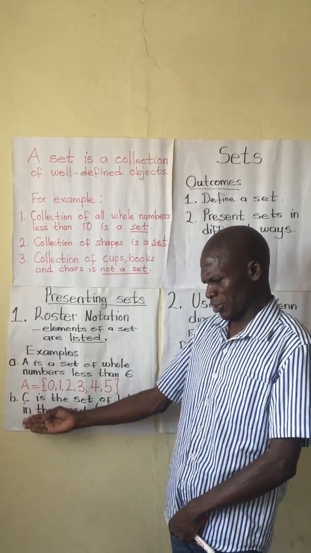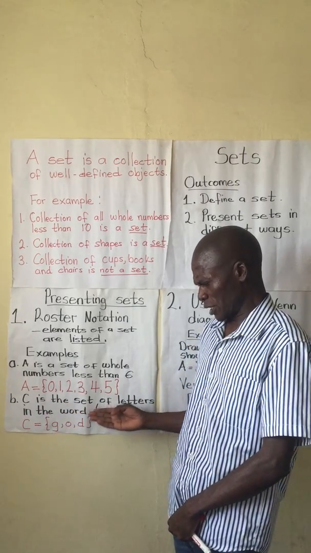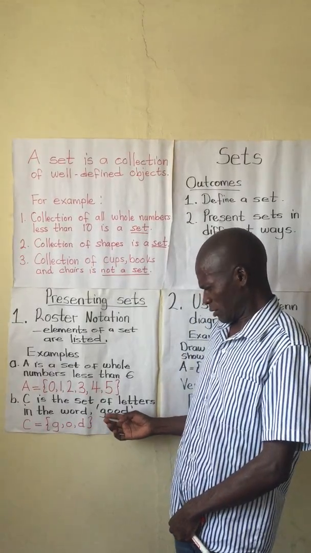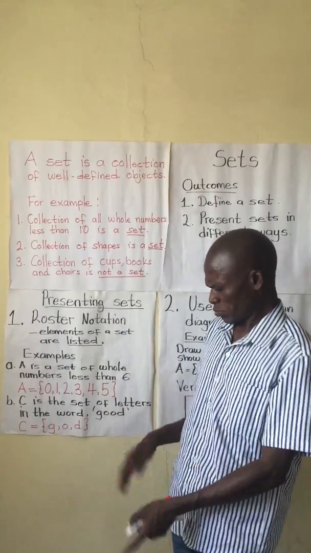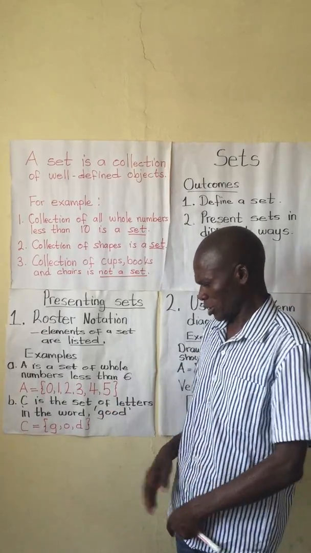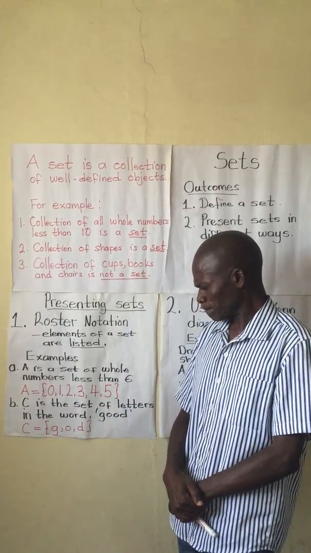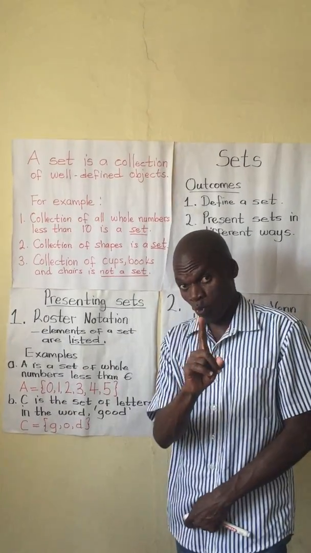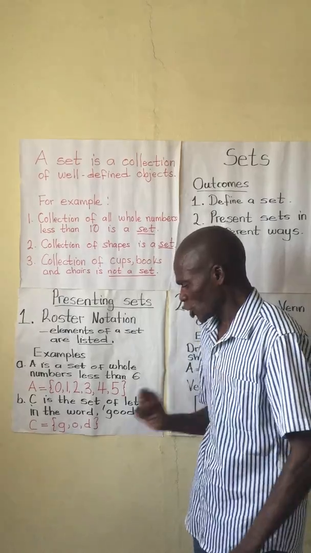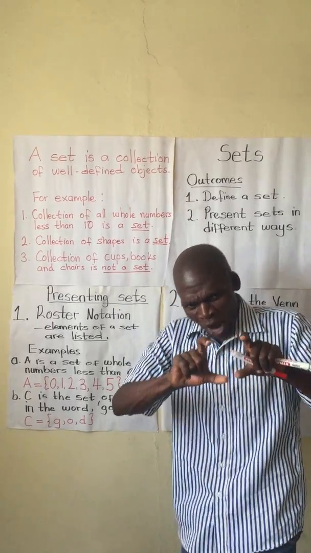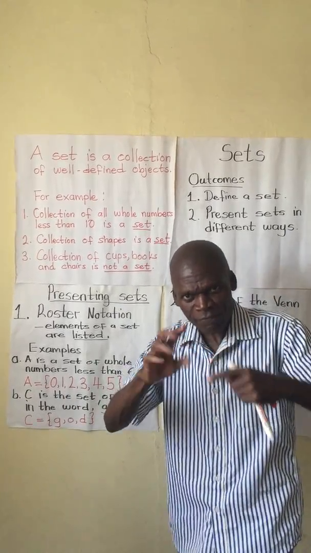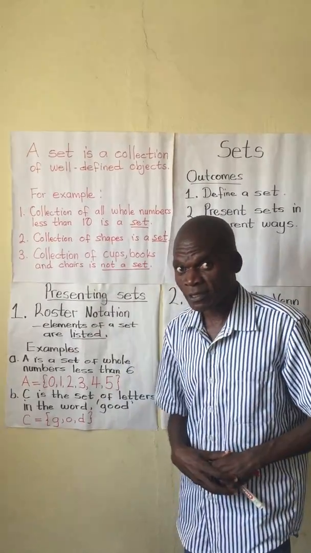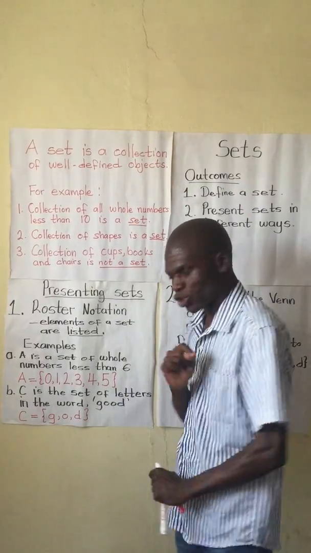Now, if you look at set C, which is the set of letters in the word good, you could say G, O, O, D, but here we only have one O and one D. This means that you don't have to repeat. If you are listing, don't repeat. Just pick one. There's one element you've picked.